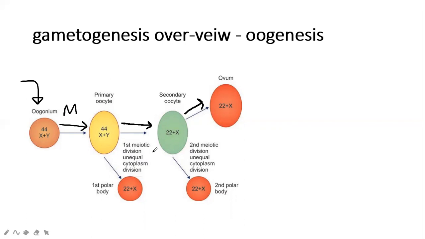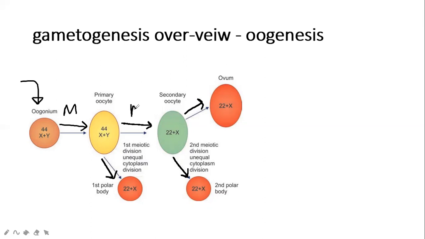In the process of this division, the other cell that comes out has less cytoplasm, because the cytoplasm is not shared equally. So the first polar body is given out and is non-functional because it has less cytoplasm. The second polar body will actually be produced at fertilization, because at fertilization that's when you have a complete division of the secondary oocyte.